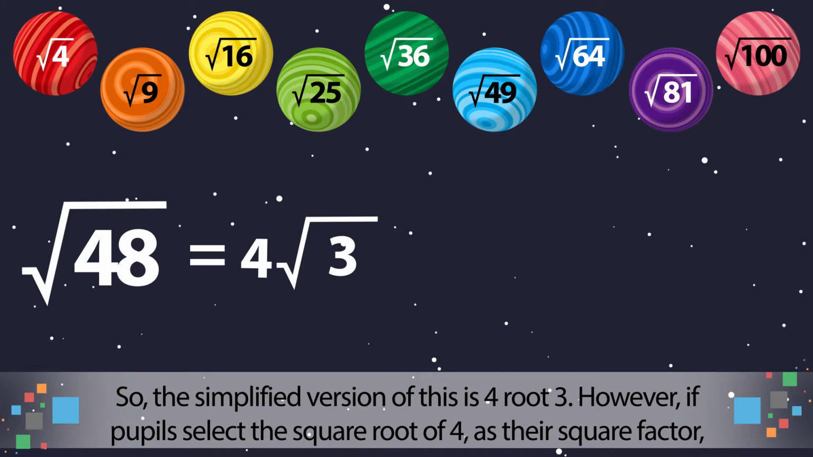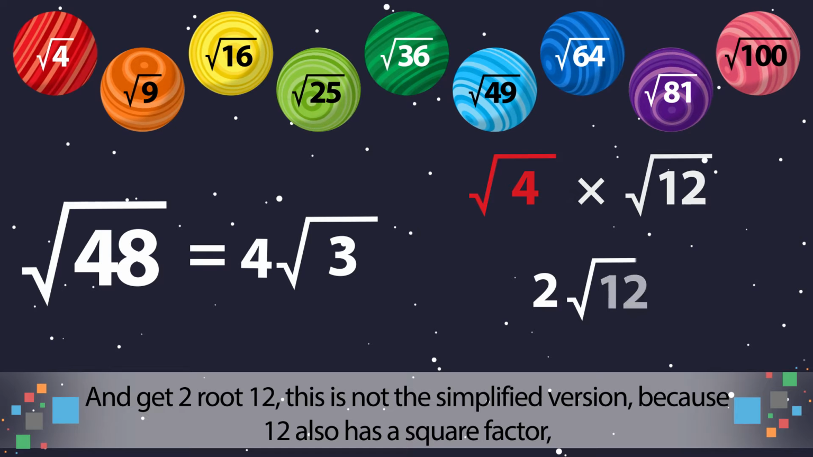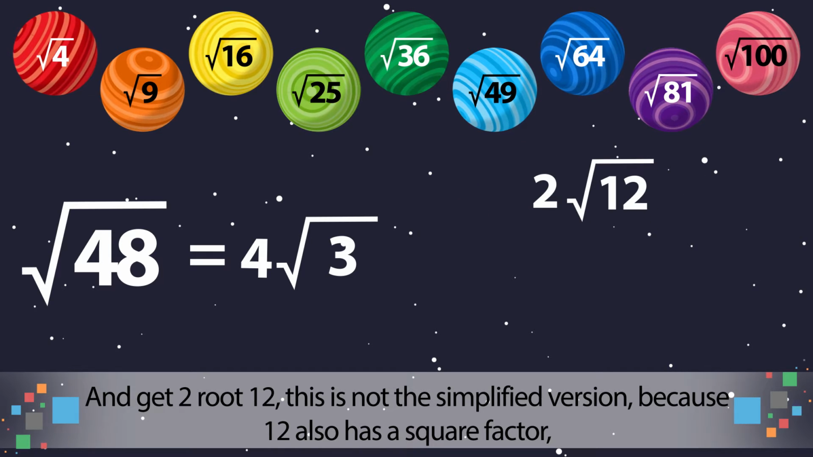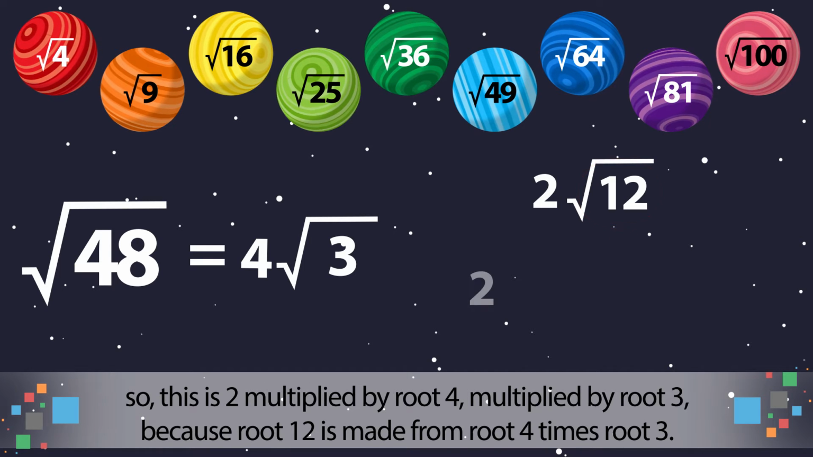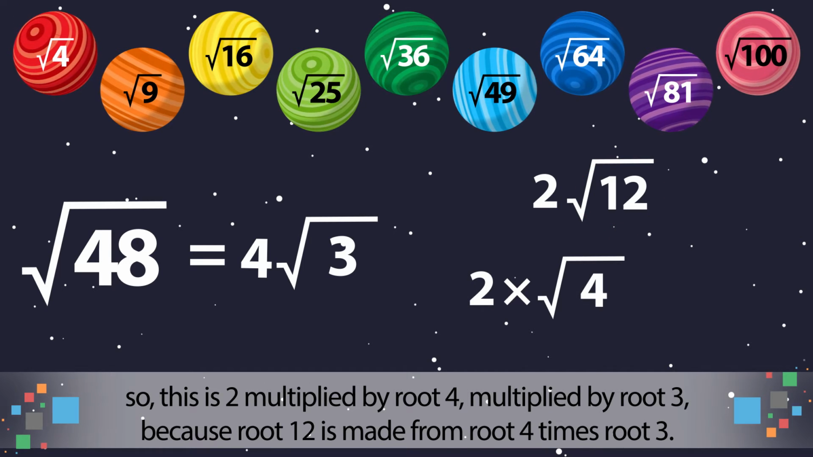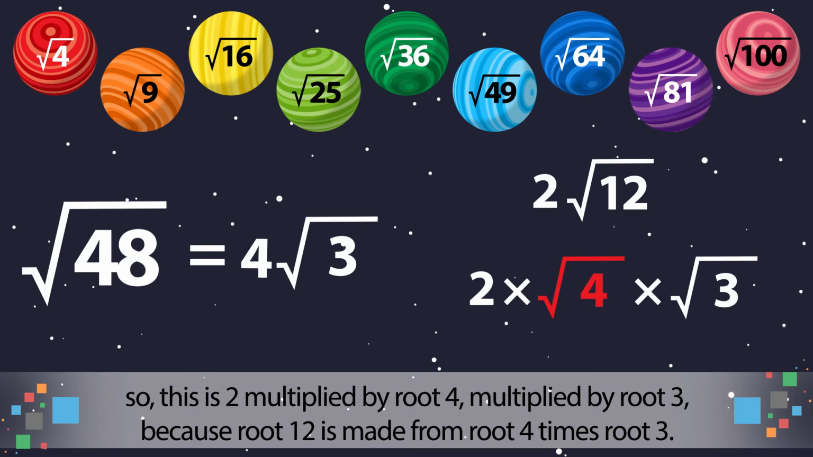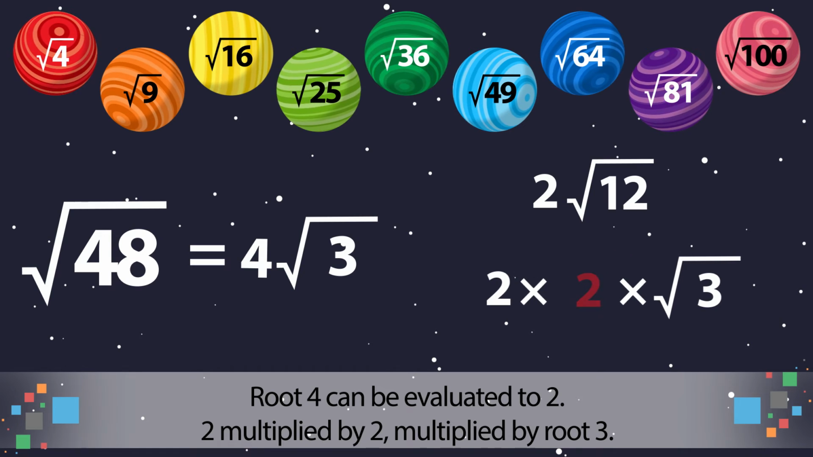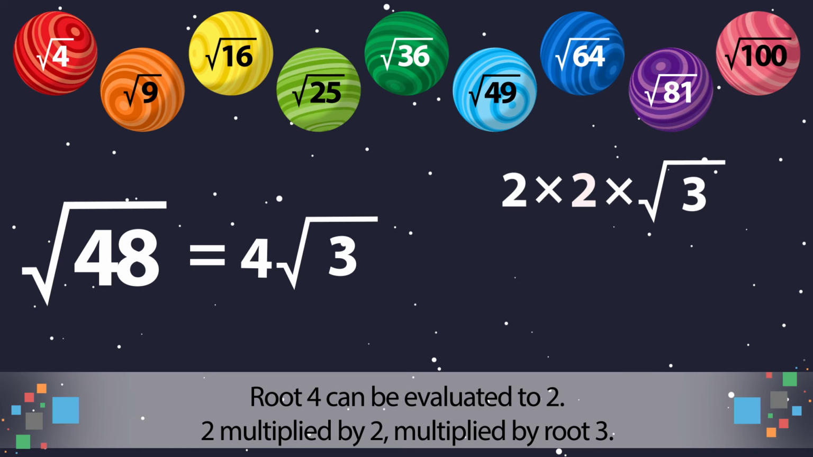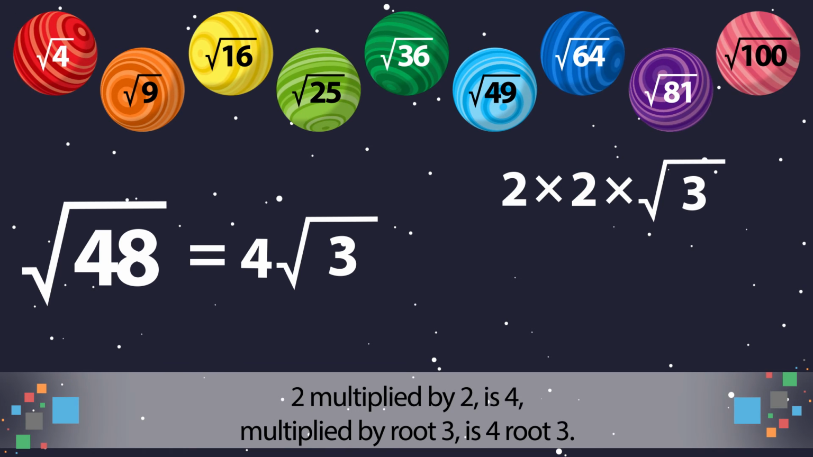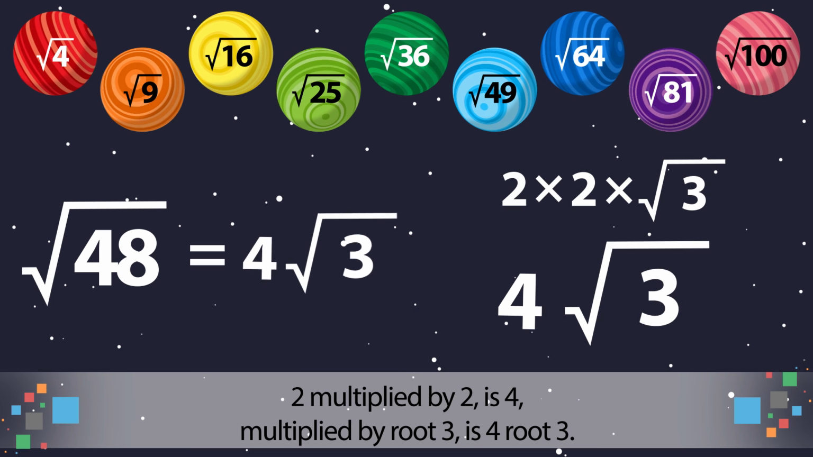However, if pupils select the square root of 4 as their square factor and get 2 root 12, this is not the simplified version, because 12 also has a square factor. So this is 2 multiplied by root 4 multiplied by root 3. Because root 12 is made from root 4 times root 3, root 4 can be evaluated to 2. 2 multiplied by 2 multiplied by root 3. 2 multiplied by 2 is 4, multiplied by root 3 is 4 root 3.